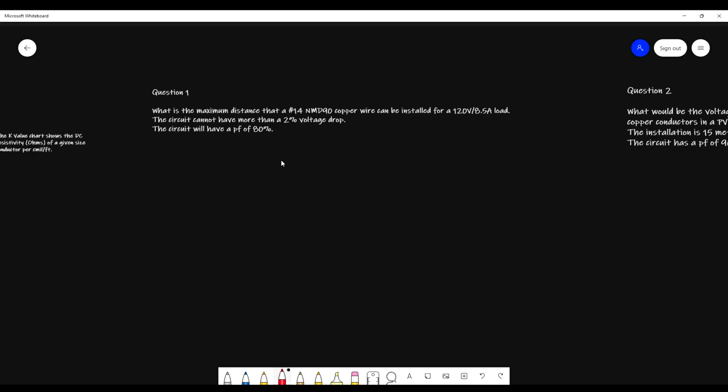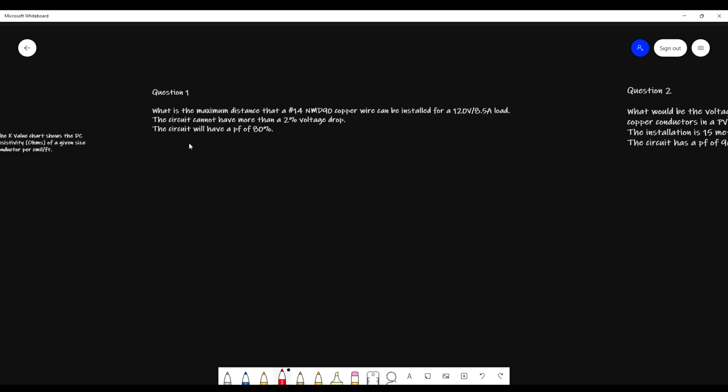All right. So question 1, what's the maximum distance that a number 14 NMD90 copper wire can be installed for a 120 volt, 8.5 amp load? The circuit cannot have more than a 2% voltage drop. And for anyone reading this, what is the maximum voltage drop that you could have by code, honestly? Think of that in the back of your head, because that's going to be coming up later on. Okay. The hint is 8102.